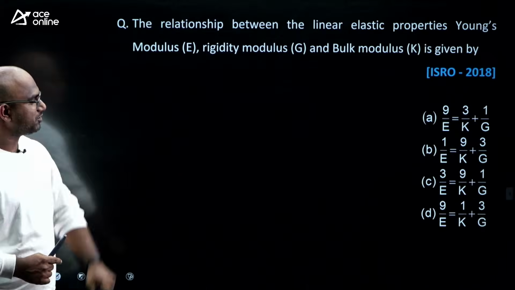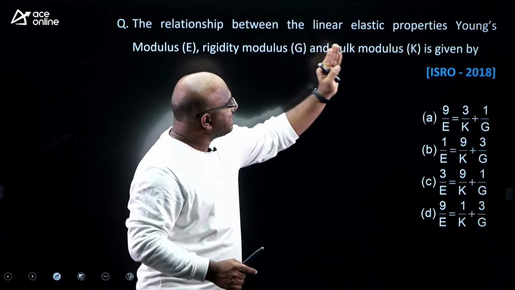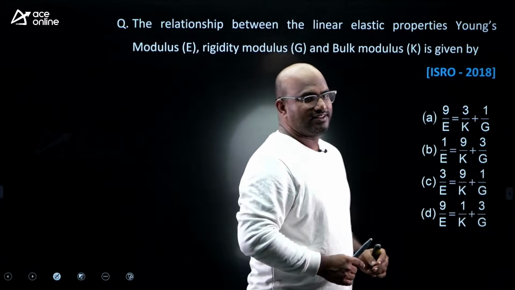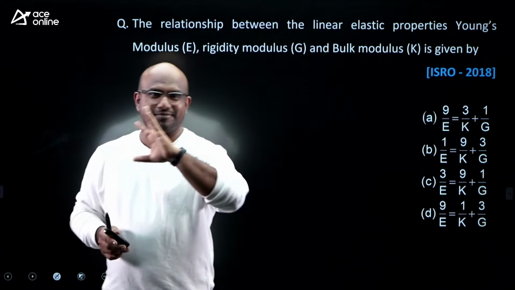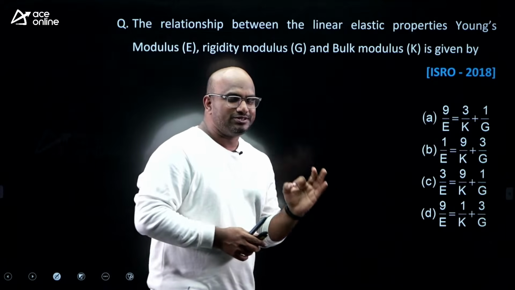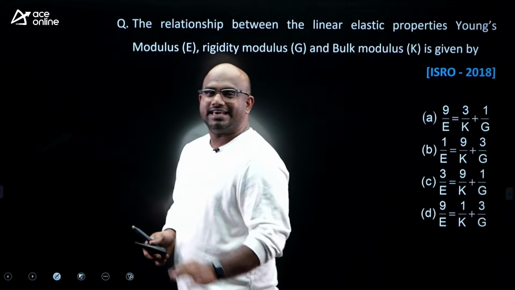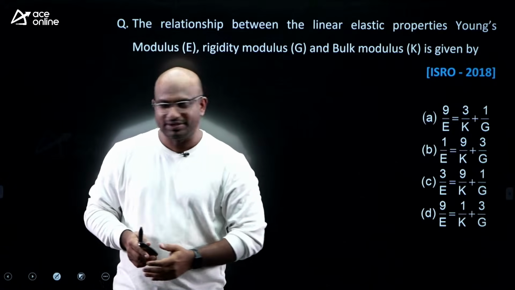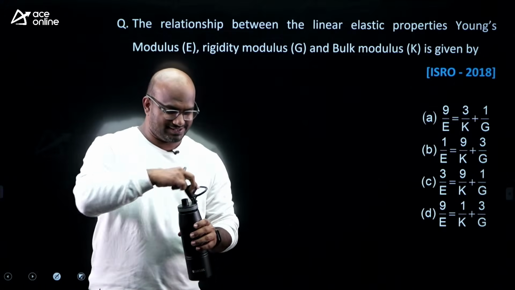Next, please go through this one. The relationship between linear elastic materials. Please do this question. You can do it. Try using the formulas I told you. I gave three formulas: E equal to 2G into 1 plus V, E equal to 3K into 1 minus 2V, and E equal to 9KG by 3K plus G. From that, please try and give me the answer, guys. Meanwhile, let me drink some water also.